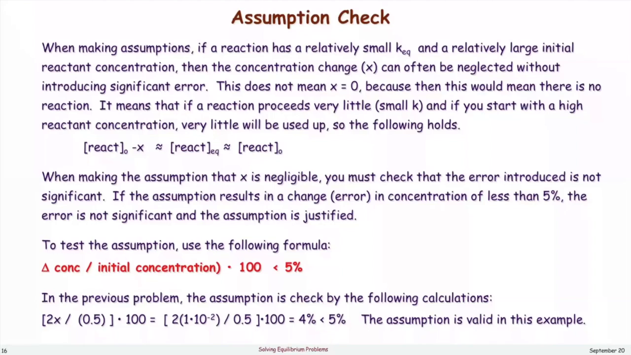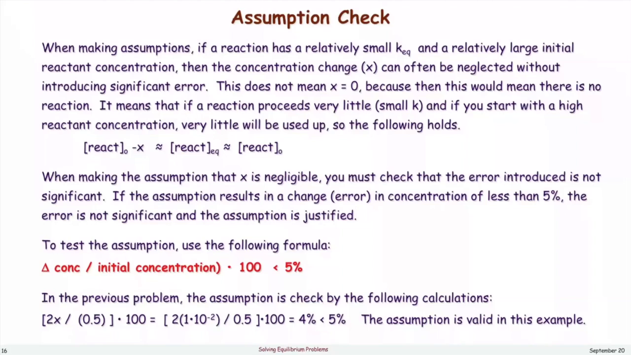If you've got a big initial concentration and you give away some of it to products, then the initial doesn't really change. But if you've got a small initial concentration and you give away some of it to products, then it does make a change in terms of the equilibrium concentration.